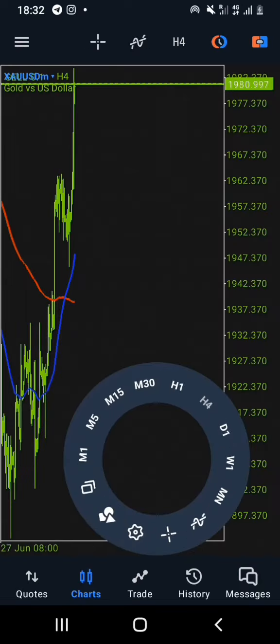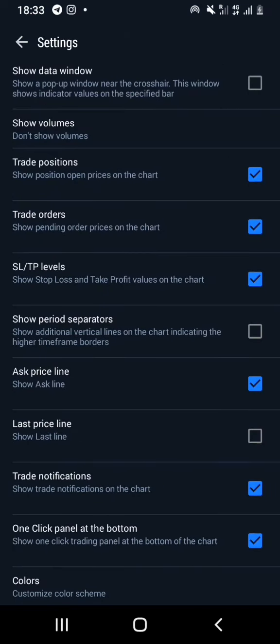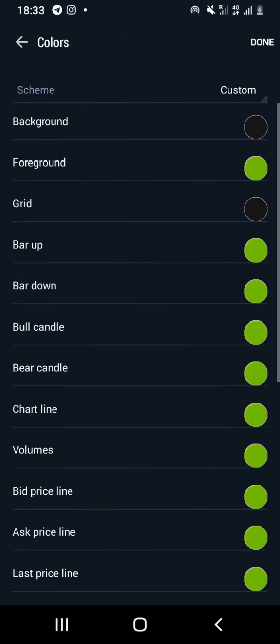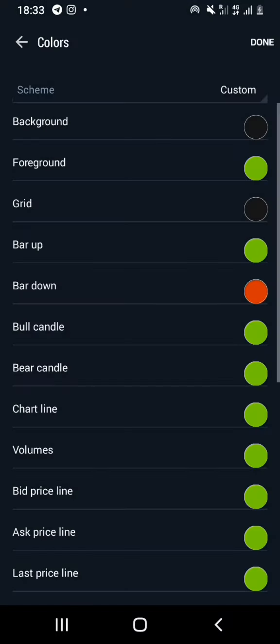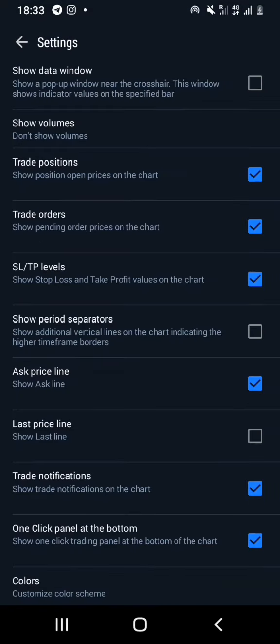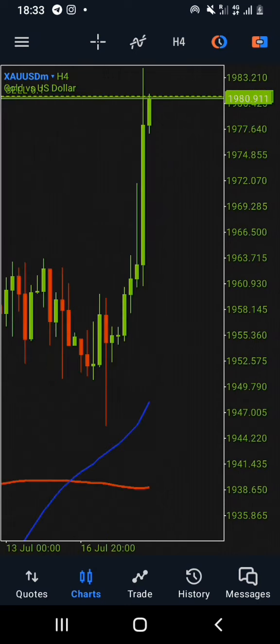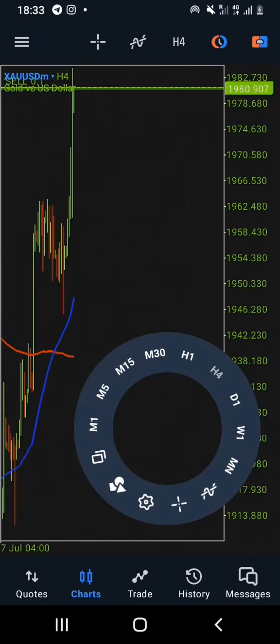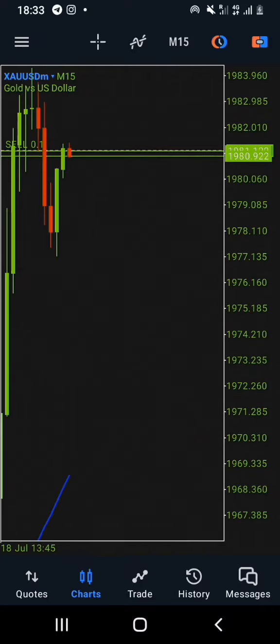And then we move on to the next one, which is our 21 moving average. But before that, we are going to change the color of our bearish candles so that we don't have any confusion. We make sure that the bar down is set to red and the bear candle to red as well. So now we have the different candles on our chart: bull candles in green and bearish candles in red.